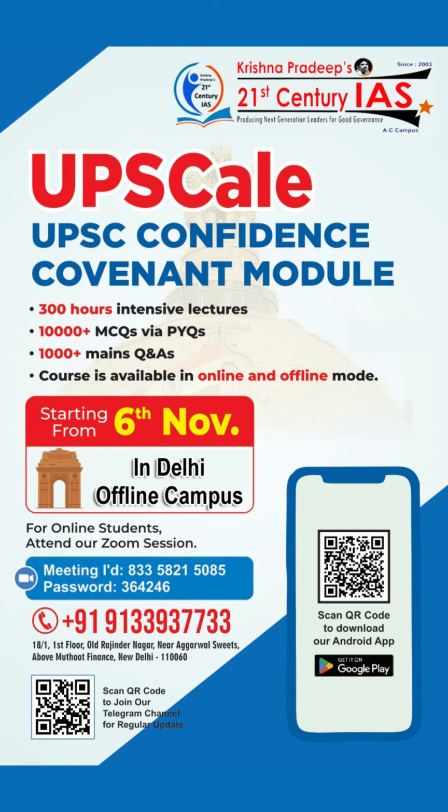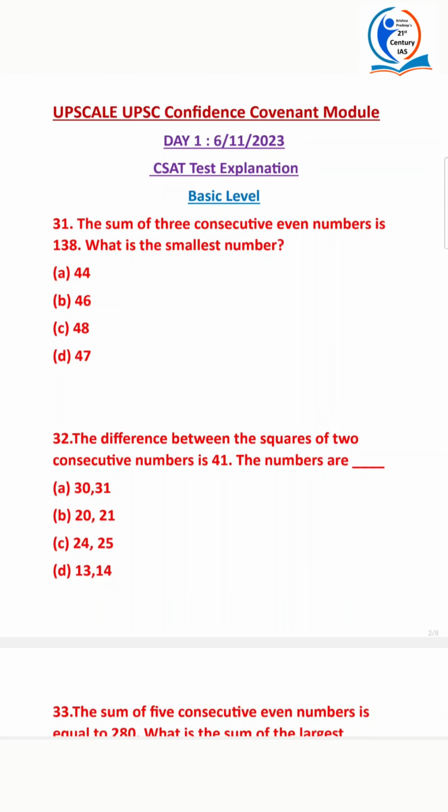On this positive note, we shall see the test explanation for CSAT questions given on Day 1, 6th November 2023. First one: the sum of three consecutive even numbers is 138. What is the smallest number? This will come under the theme consecutive numbers.